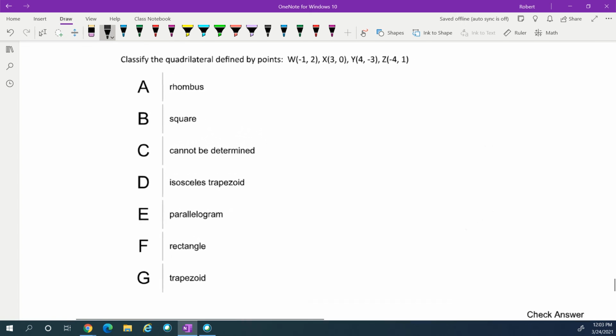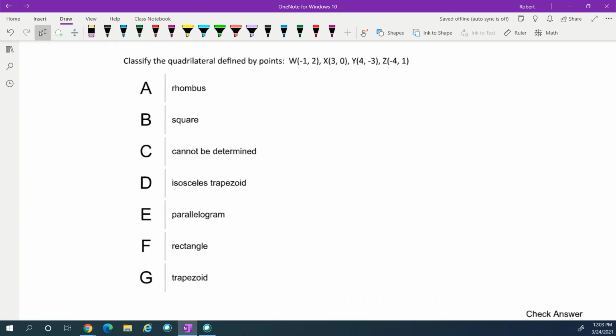And in our last question here, we're asked to classify the quadrilateral. So we're asked, what is it? Since we're on the coordinate plane, we're going to plot a few points. -1, 2. 3, 0. 4, -3. And -4, 1.